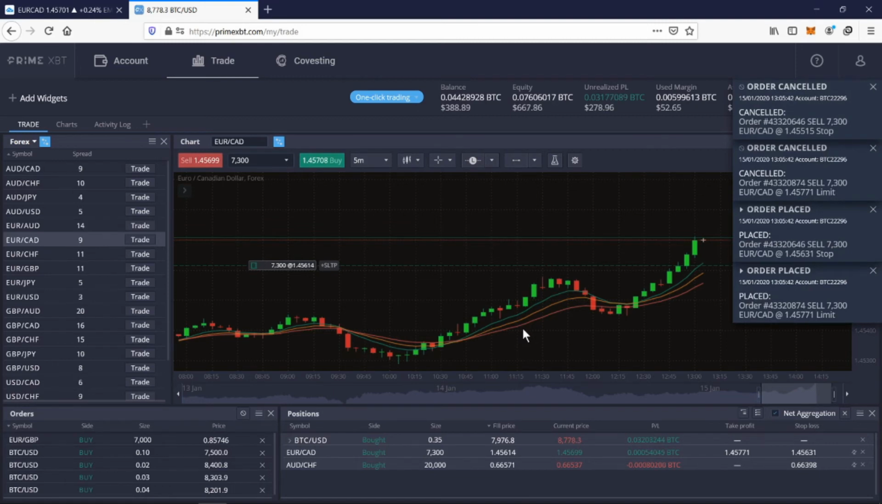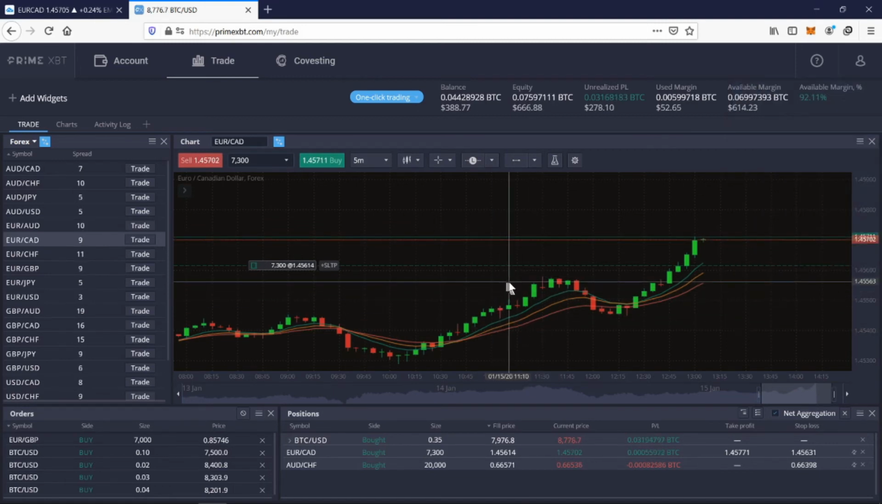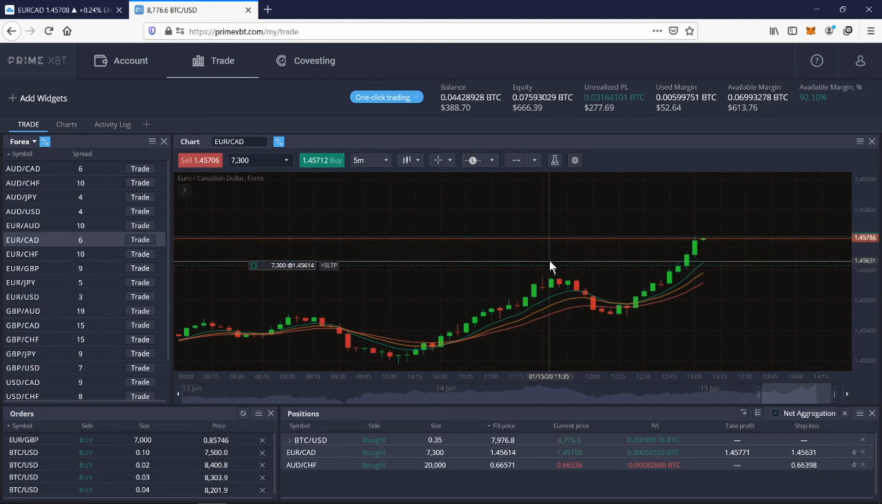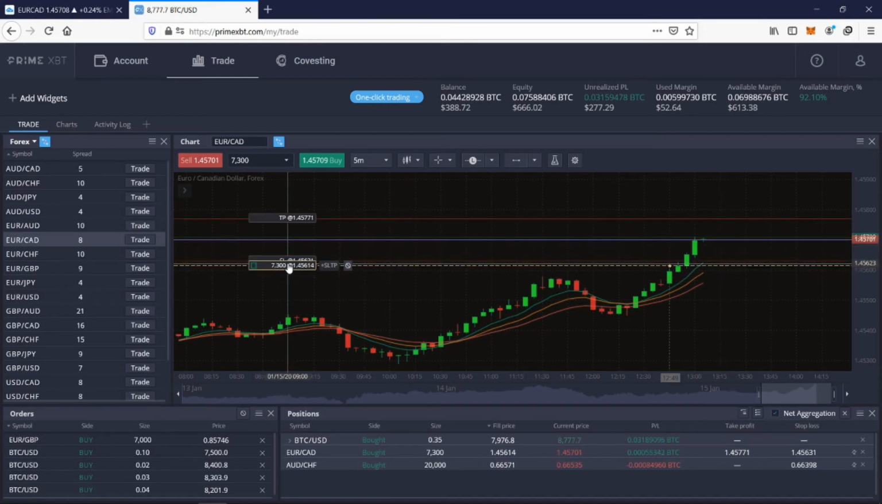All right, sometimes I do it like this. I just bring my stop loss into profit. That way, at least if it does get stopped out, I'll get a little bit of profit out of it. But if it does run up higher, then I will look at just raising my stop loss up higher.